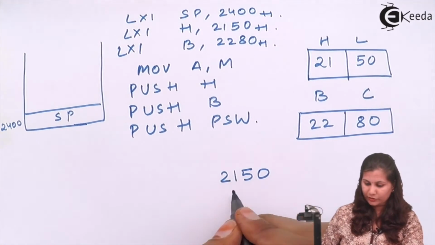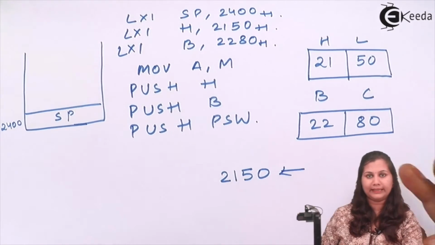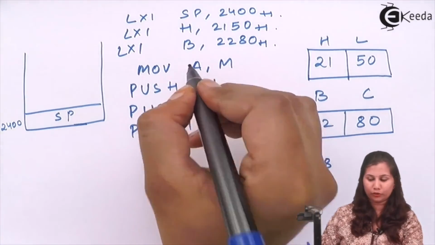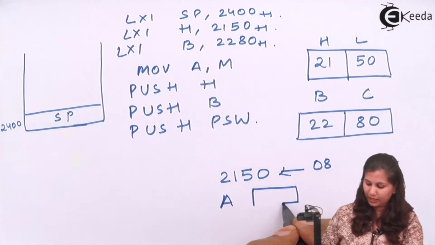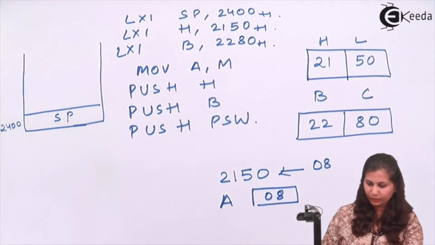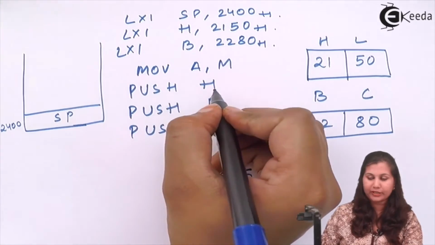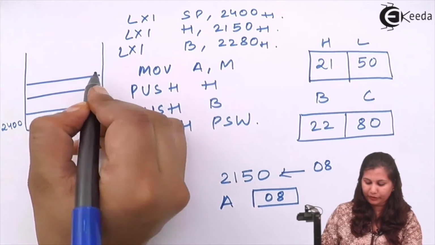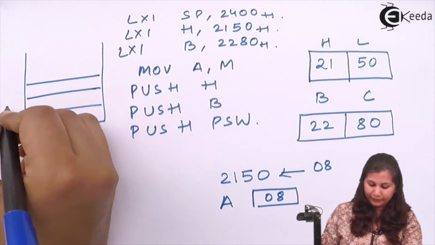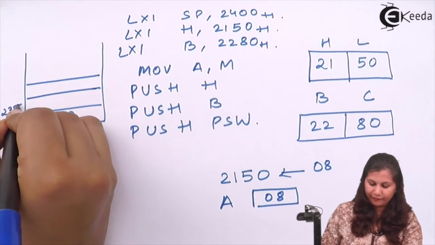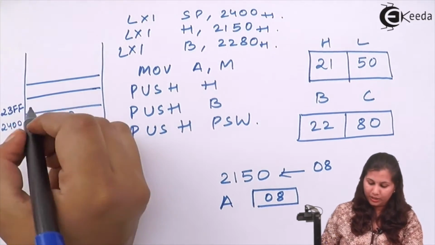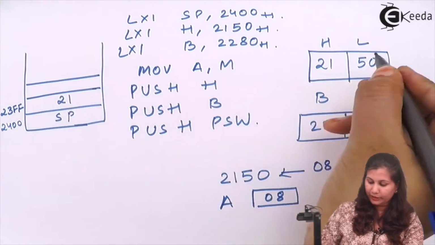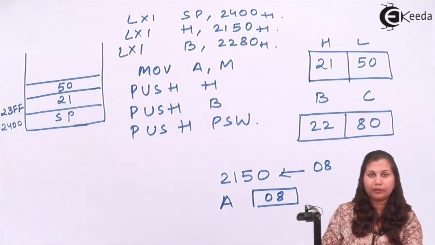So suppose at this location 2150 some data is stored. Suppose it's 08. So that data will be moved into the accumulator. So contents of accumulator are 08. Okay. Now we have to push H. The contents of the HL register pair have to be stored in the stack. So the stack pointer will be decremented by 1. So here we will have 23FF. First the higher order register, that is H, will be stored. Then lower order register 50 will be stored here.